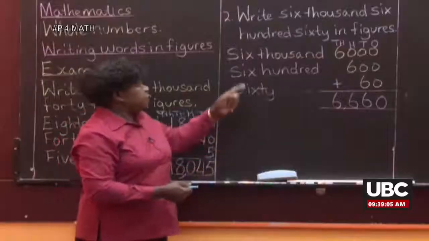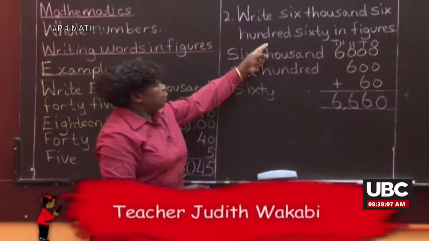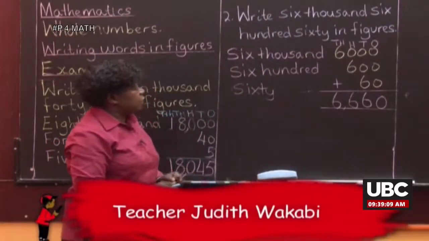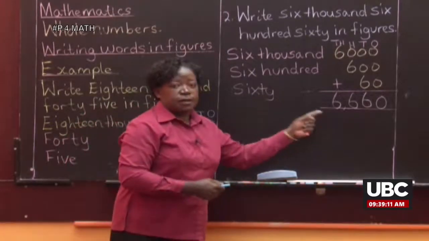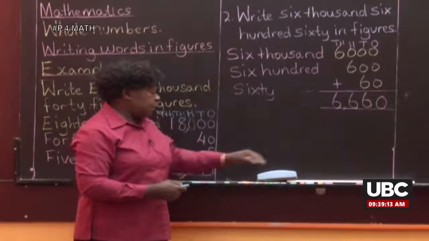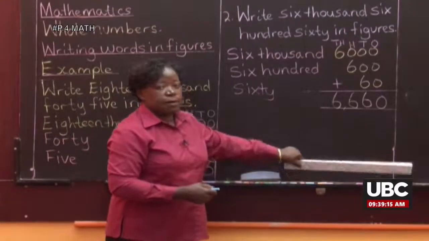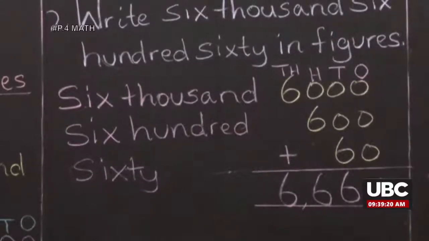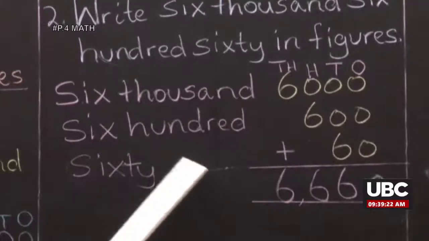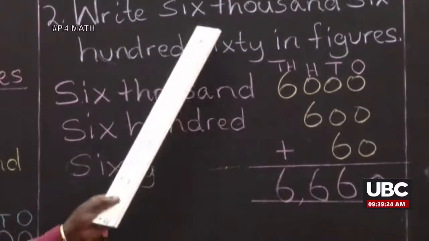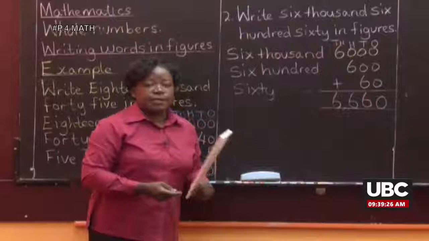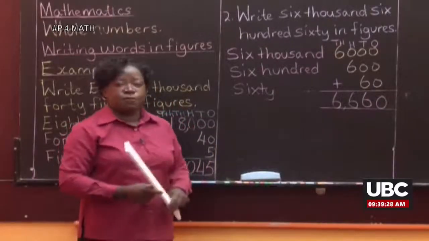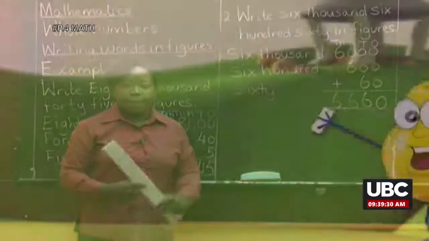6,660. It is written in words as 6,660, and in figures, that is our answer. Remember, we are writing words in figures. We first wrote figures in words. Now we are changing from words to figures. Let's go for our break. We shall continue from there when we come back.